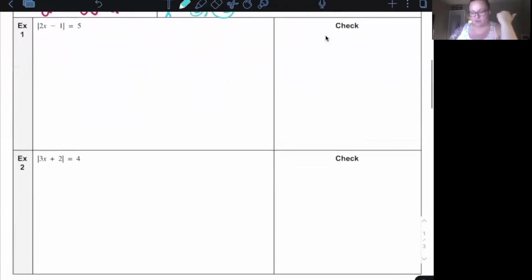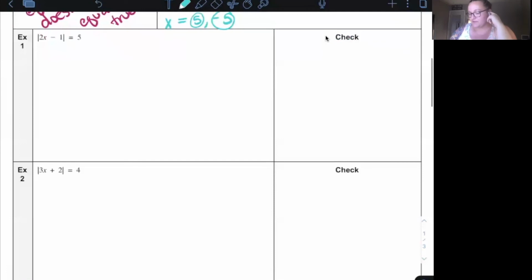So in example 1, we have the equation, the absolute value of 2x minus 1 equals 5. The first thing you need to look out for when you solve an absolute value equation is that the absolute value is isolated on one side. So it's just the absolute value, whatever's inside, is equal to everything else. Well, here we have that. The absolute value of 2x minus 1 is equal to 5. So from there, I recommend you show your work this way.